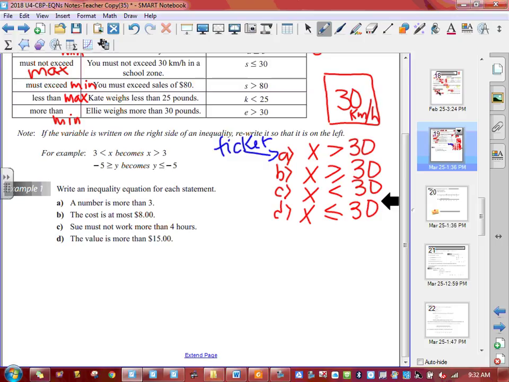Okay? Which one tells us that she won't get a ticket? Which one tells us she won't get a ticket? C and D. What about B?